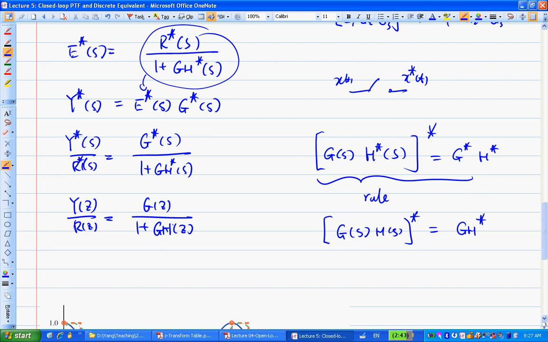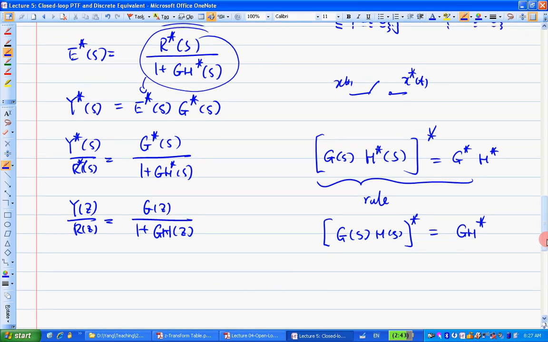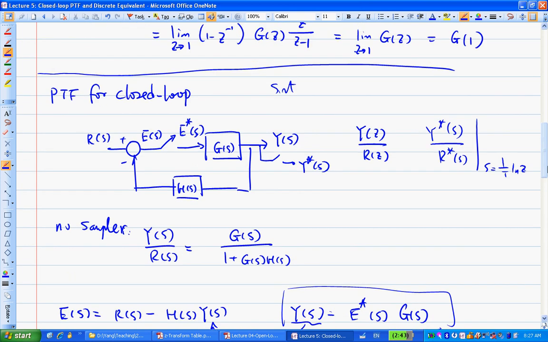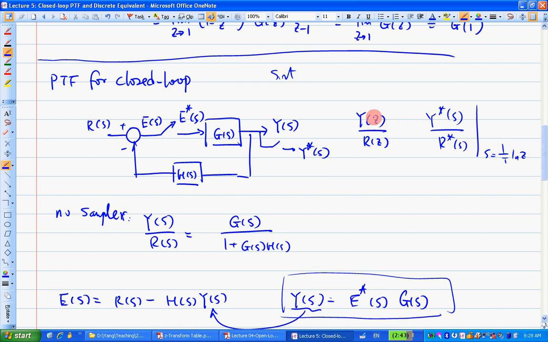Another thing I wanted to point out is the pulse transfer function is not like a continuous one. Sometimes it doesn't exist, sometimes it exists. How do you tell whether the pulse transfer function exists or not? First of all, what do we mean by exists? Basically, if it exists, you can get a specific expression for the input-output ratio here. If it doesn't exist, you cannot obtain a specific expression for this ratio.